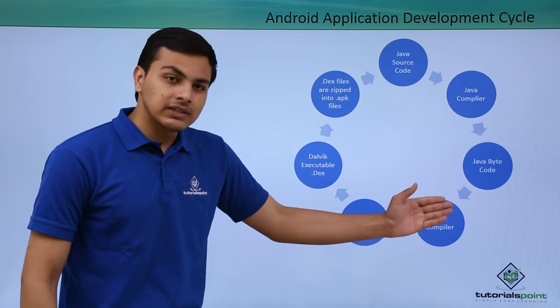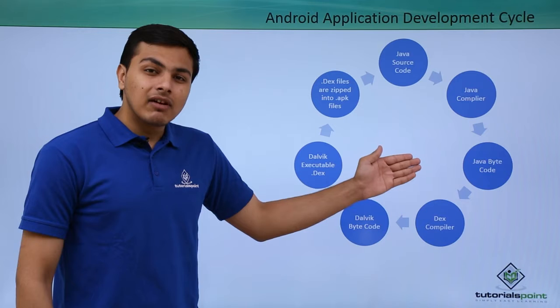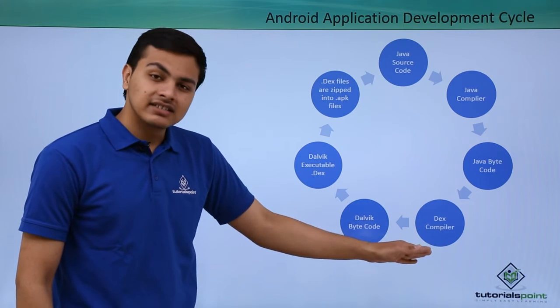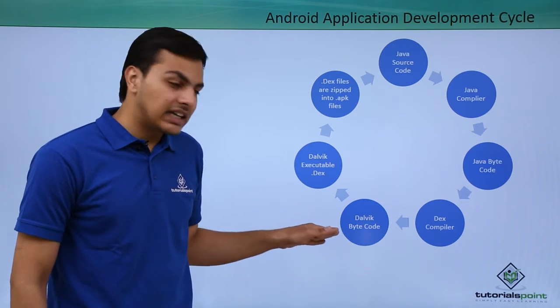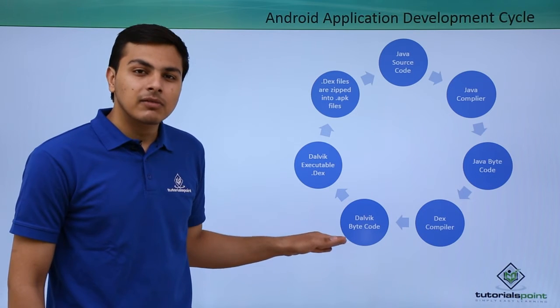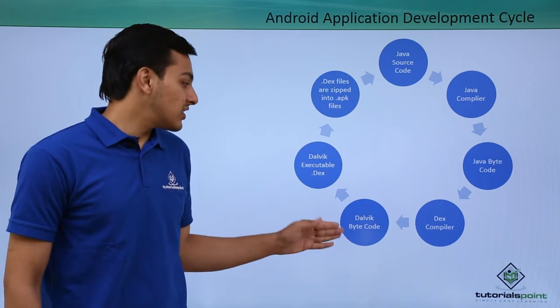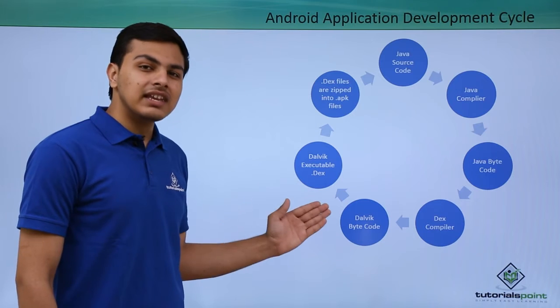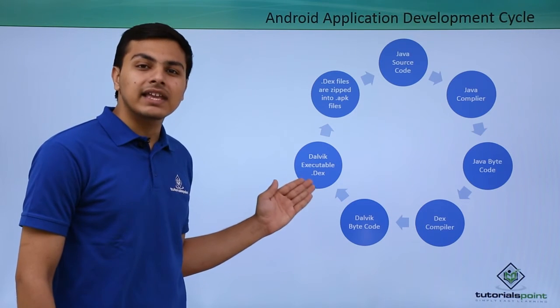You can see here that once we get our Java bytecode, this Java bytecode passes through the DEX compiler, which generates Dalvik bytecode, and this Dalvik bytecode has the extension .dex. So the .dex extension means that it's a Dalvik executable.